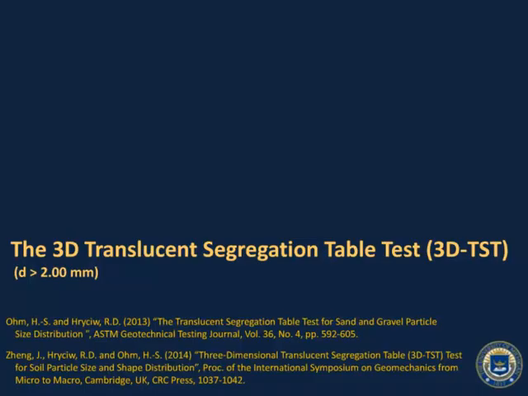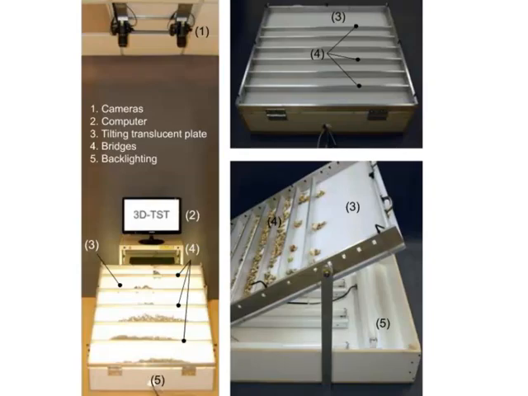The second test, called the translucent segregation table test, is for particles larger than 2 millimeters in size, and there are some references shown on this slide that you can refer to. And basically, this is a large light table. It's about 1 meter by 1 meter in size, and it tilts upward, and it has a series of bridges that run parallel to the contours of the light table, such that we introduce a soil specimen at the top of the slope, if you will, and those particles slide down beneath the bridges, and these bridges have ever-decreasing underpass heights as they go down the slope.